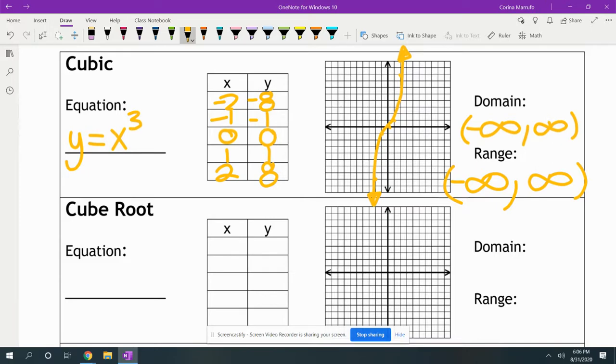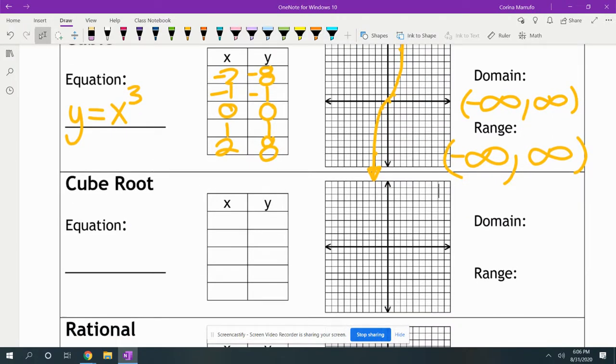All right, our cube root. So your cube root is the opposite of your cubic equation. So it's y equals the cube root of x. Okay, this is where I am going to be careful with the numbers. We can take the cube root of -8. We can take the cube root of -1. We can take the cube root of 0, 1, and 8. So I picked these numbers purposely so that we can take the cube root and get a whole number.